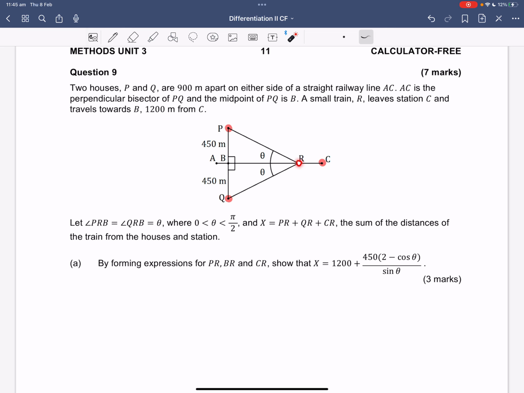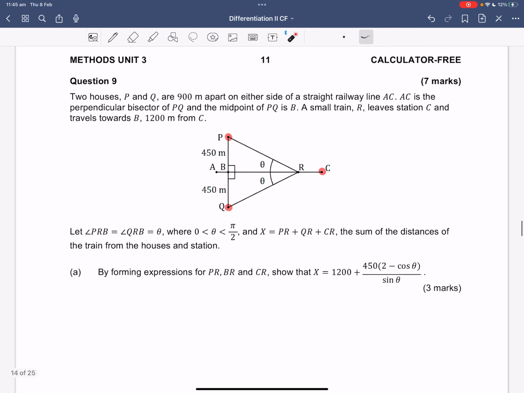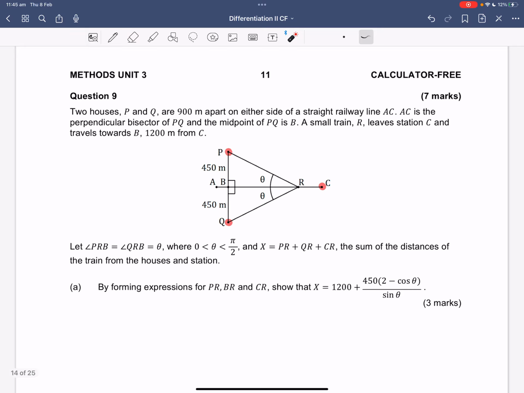We're trying to figure out where they should put this R, so that we minimize the total amount of track needed. If you pretty much ignore all the words, it says X is PR plus QR plus CR. PR plus QR is pretty easy. It refers to this distance here, which are equal. That's PR and that's QR. Obviously, they'd have to be tracked there. And then plus CR, which is just this distance right here.